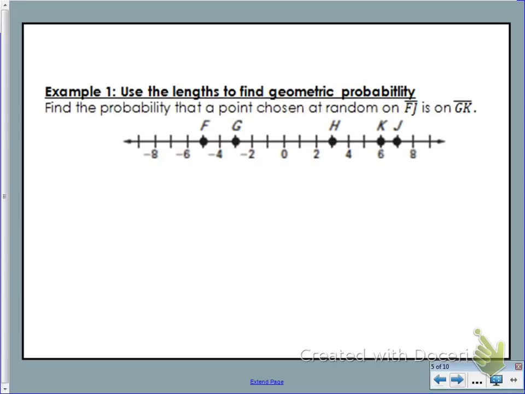Let's take a look at an example. Example 1 says to use the lengths to find geometric probability. Find the probability that a point chosen at random on FJ is on GK. Okay, so we want to think about a point being chosen at random, and we want to know if it's going to fall on GK, and if so, what's the probability? So we put P for probability. It's a point, and we want to know if it's on GK.